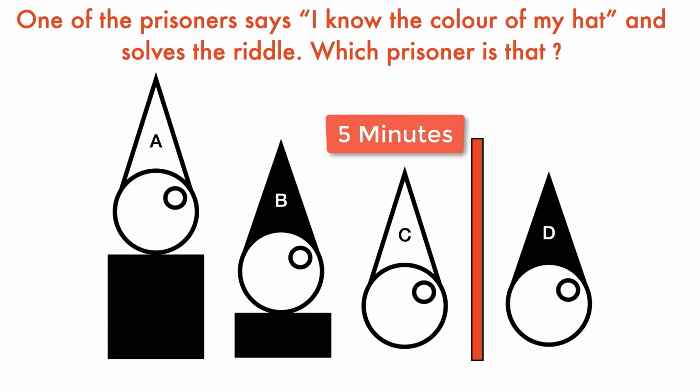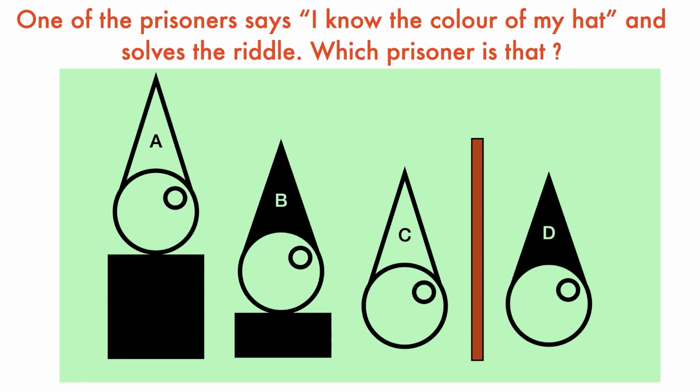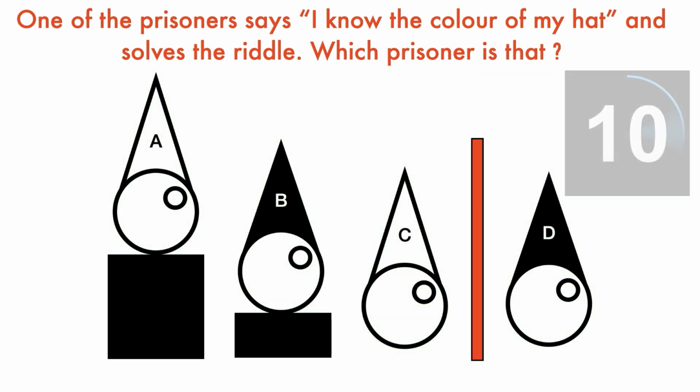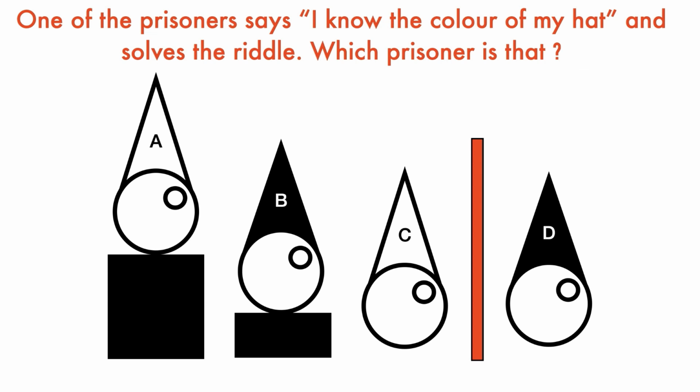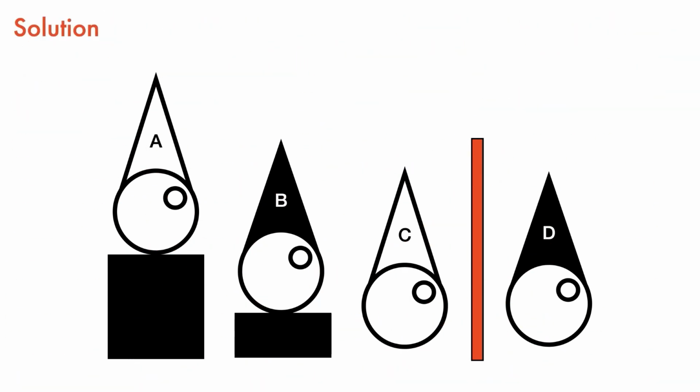Which prisoner is that? The placement of the prisoners in the room is as the following. Can you solve this riddle? Feel free to pause the video and give a try before checking the solution. Let me explain the solution now.